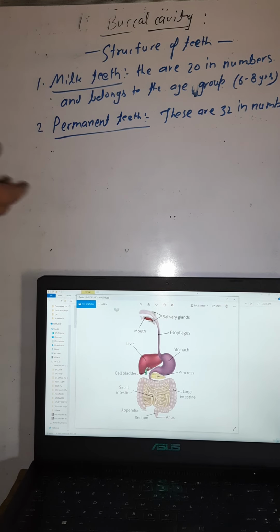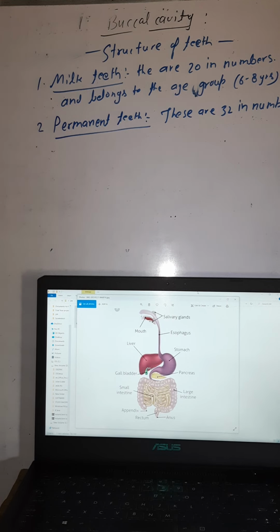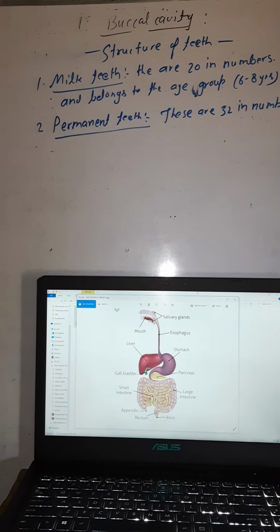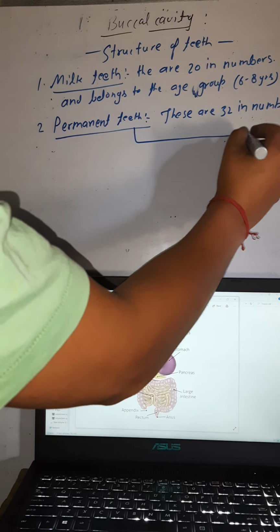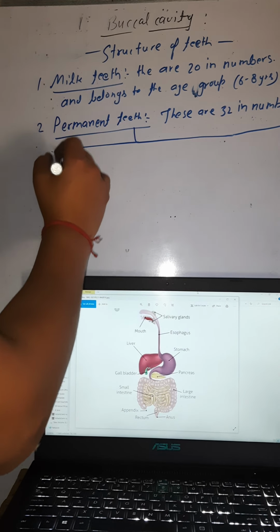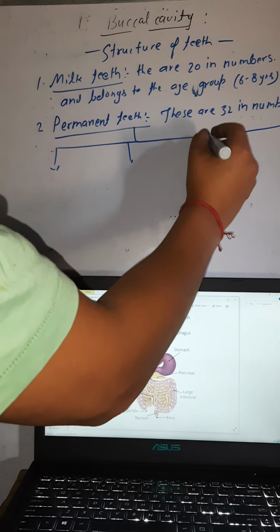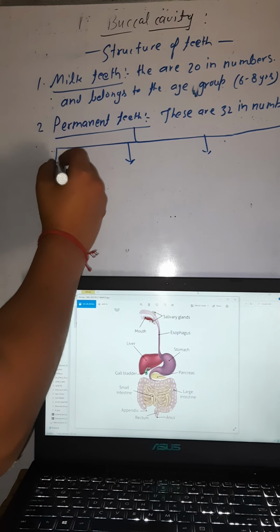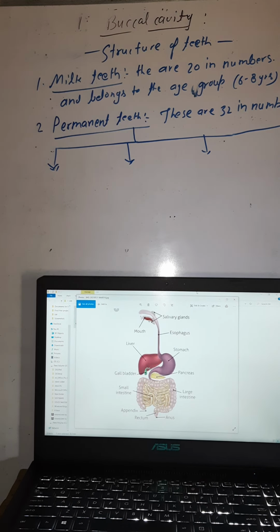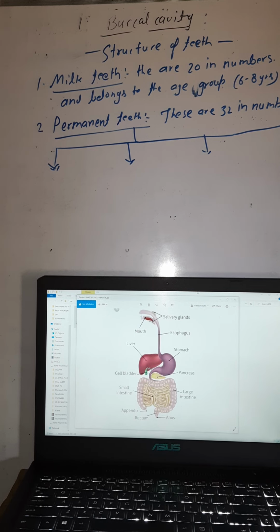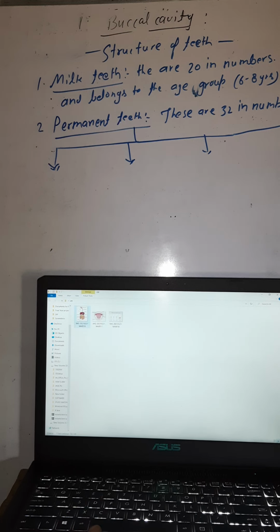Now I will bifurcate these permanent teeth into different parts. These permanent teeth can be divided into four different categories. Let me show you the structure of the different permanent teeth. The first one is called the incisor. Let me show you the structure of the permanent teeth here.